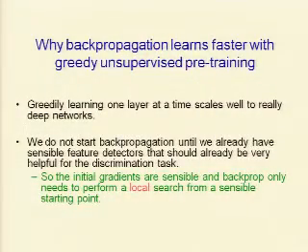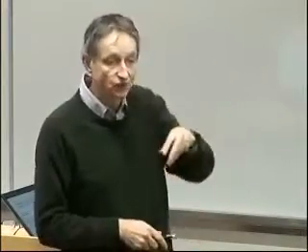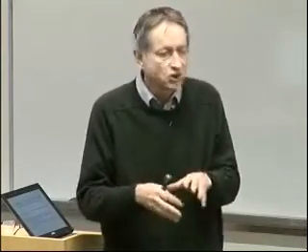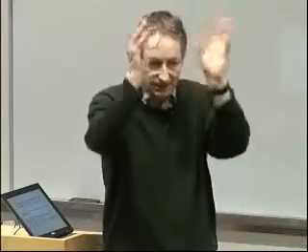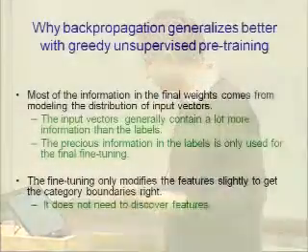So one reason it works better is it goes faster. Once you turn the backpropagation loose, you get sensible gradients, and you're just doing a local search. You're sort of fine-tuning it. It's not really changing the feature detectors much. It's just changing them a little bit to get the category boundaries in the right place. It also generalizes much better.